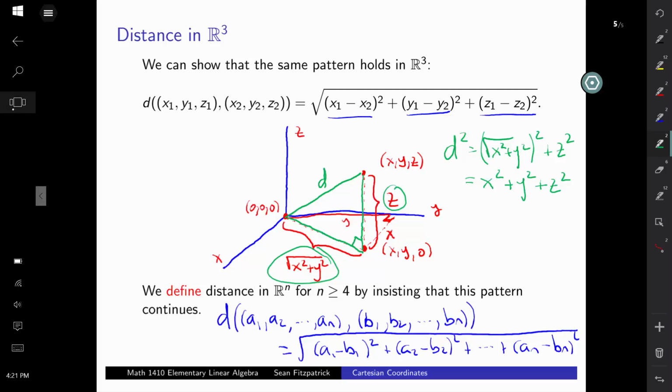Okay, so that's it for the Cartesian coordinate system. We'll be moving on to vectors in the next screencast.